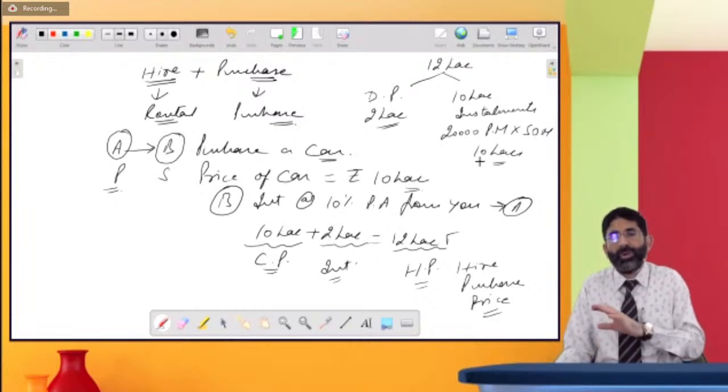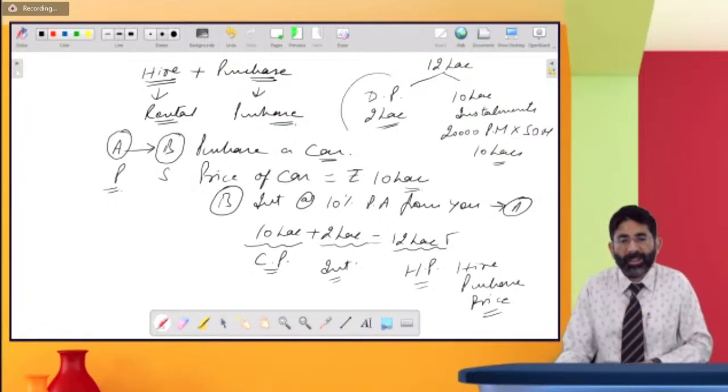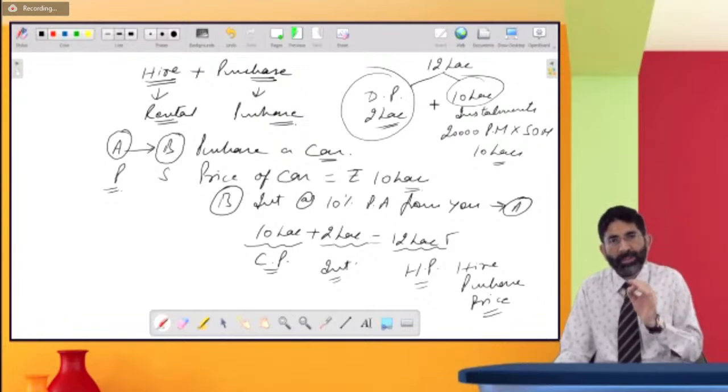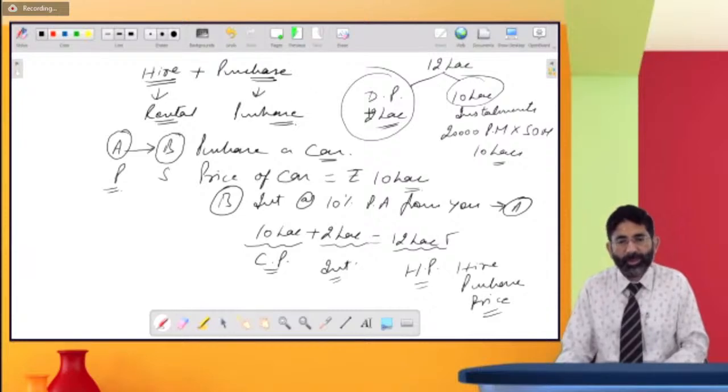So this is all decided at the time of sale. Now this will be assumed as down payment, and this 10 lakh will be paid in installments. These are the EMIs which are to be paid every month. If in any month he doesn't make the payment, obviously in that case B will acquire the goods back, B will acquire the car, and nothing will be paid to A. Note it down with you, beta. Whatever we have discussed, please note it down.